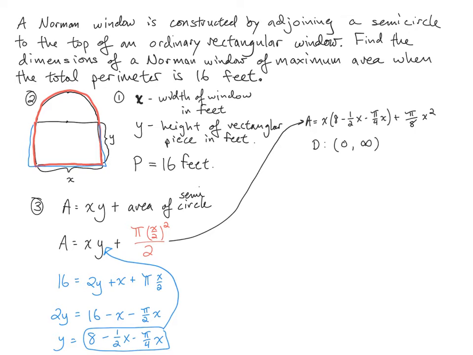So let's simplify this area equation just one more time. This would be 8x minus 1/2 x squared minus pi over 4 x squared plus pi over 8 x squared. You could, if you wanted to, try to combine all of these x squared terms, but I think it's going to be easier just to leave them as is for right now. Alright, so we did step 4, that was find the domain. Step 5, we're going to take the derivative of this function.